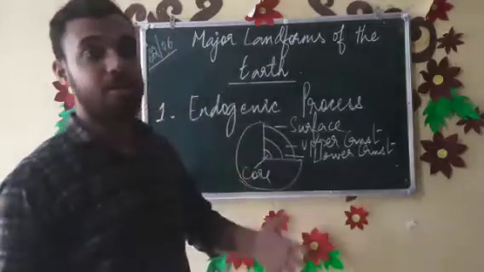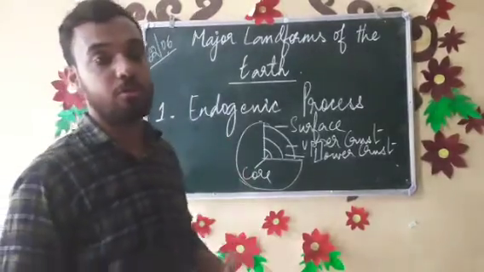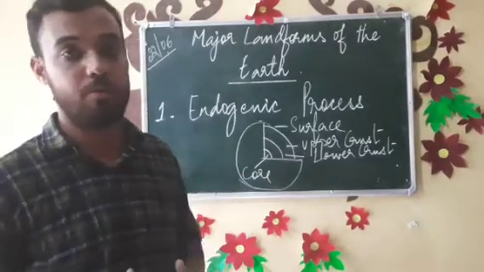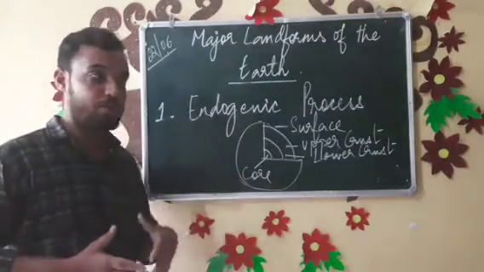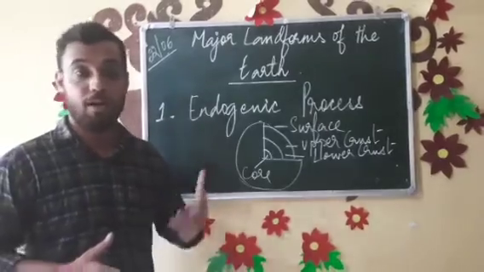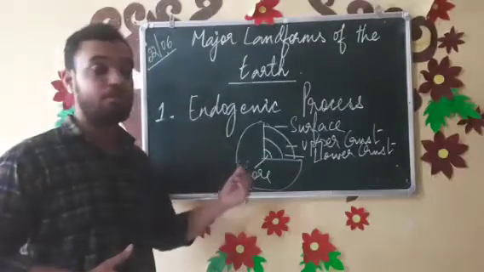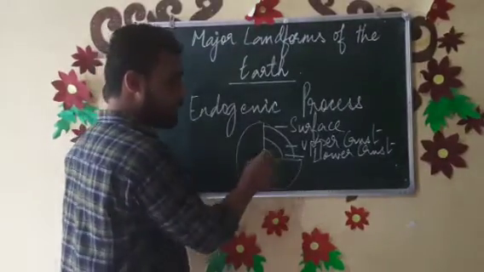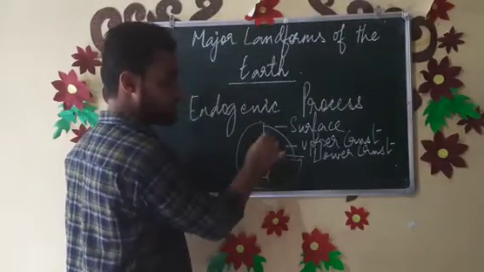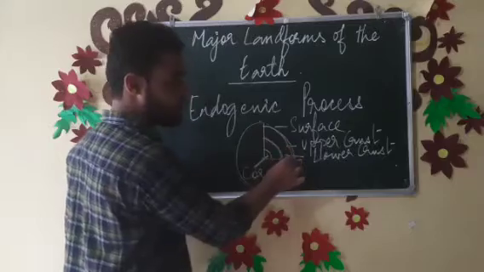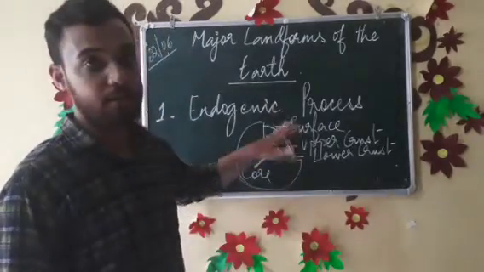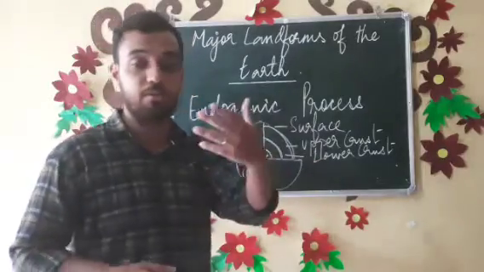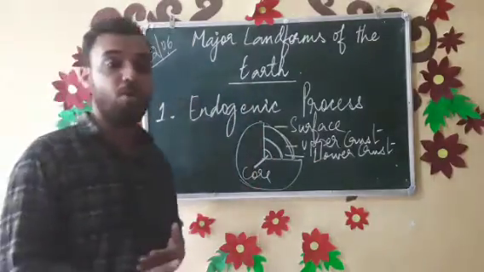Now core is made up of hot molten rocks. Hot molten rocks that we can see when a volcano erupts. Okay, when a volcano erupts we can see the lava coming out, and that comes from the core of the earth, from the center of the earth. Above core we have the lower crust, above that we have the upper crust, and then where we live is called the surface, where we can do agricultural activities, where we see the rivers, where we see the mountains.